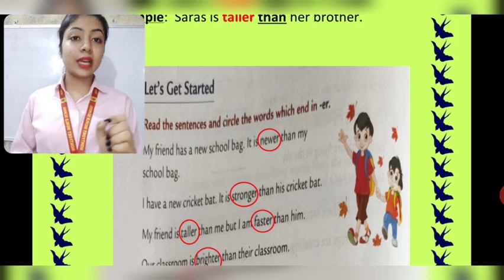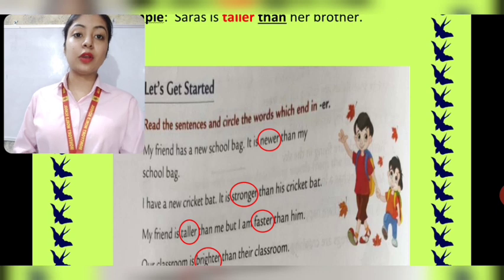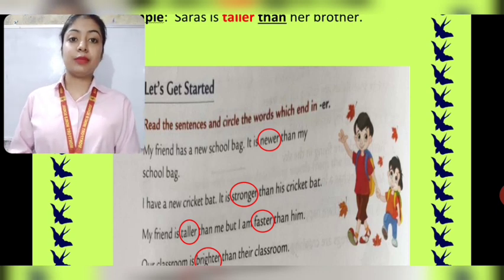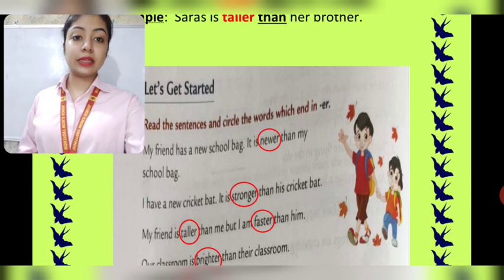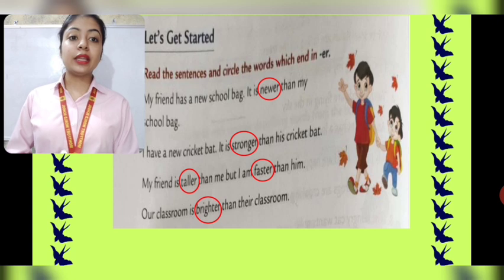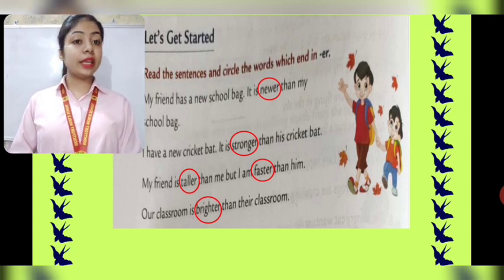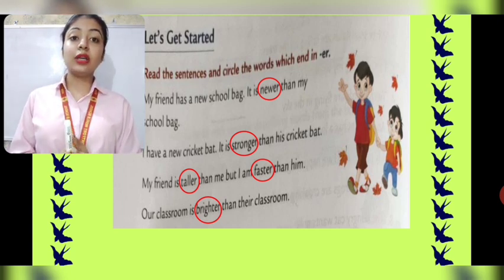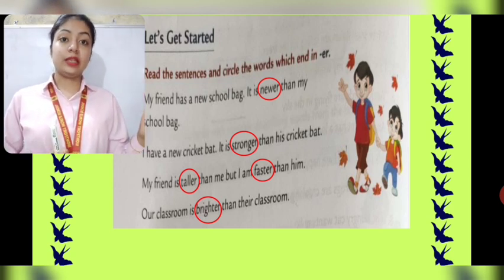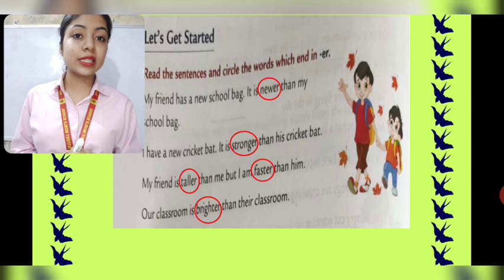N-E-W-E-R. Er is coming at last, so you will circle it because it is a describing word and it is a comparative describing word. It is doing the comparison. Second, I have a new cricket bag. It is stronger than his cricket bag. We are doing the comparison with his cricket bag. So stronger. Er is coming at last.